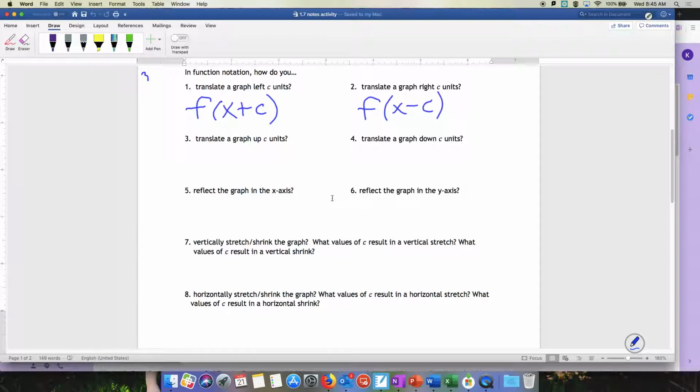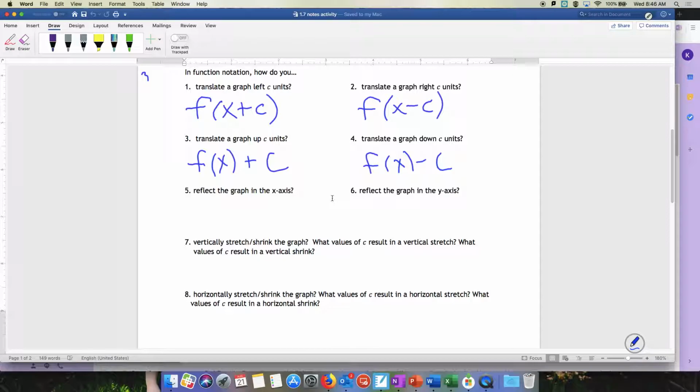Okay. On the flip side of things, Katie, how do we move up c units? F of x and then outside of parentheses plus c. Okay. Good. And then shifting down c units. Sophie, what do you have? F of x minus c. Okay. Anything outside of our function is going to affect it vertically. So outside the function, we're moving up and down. Inside the function, we're moving left and right. Okay? All right, what about some reflections?